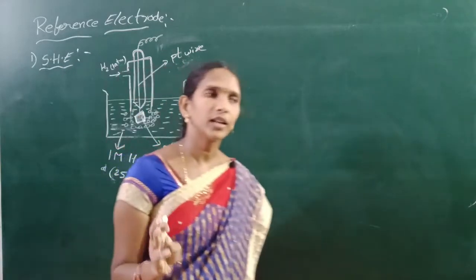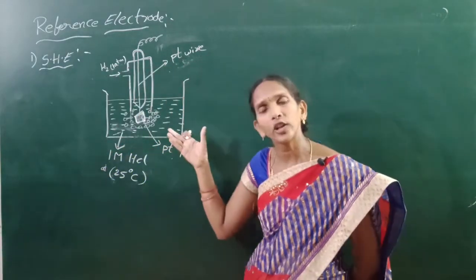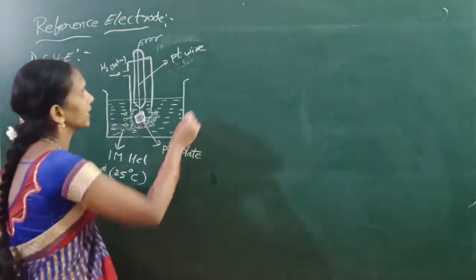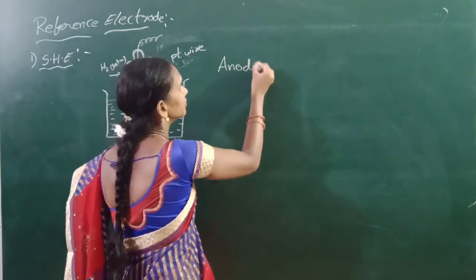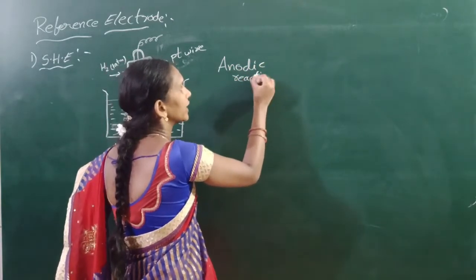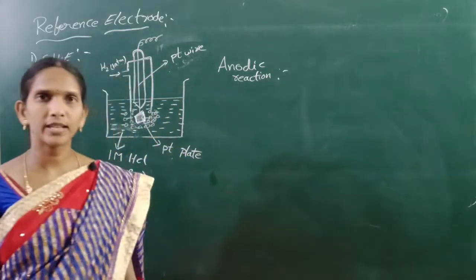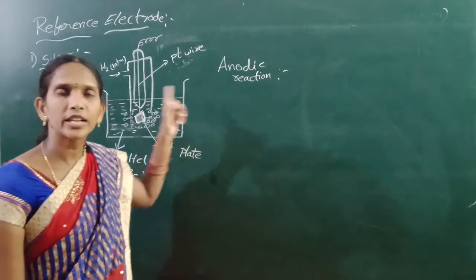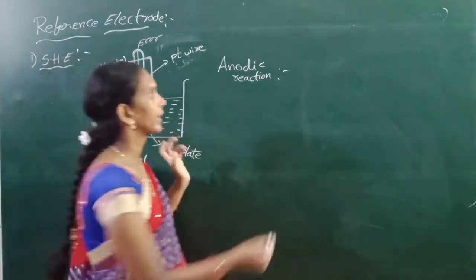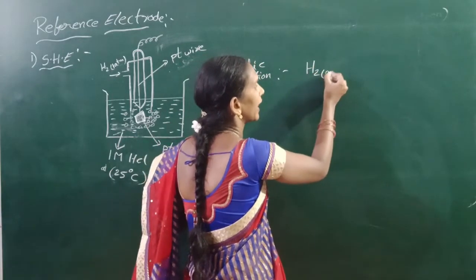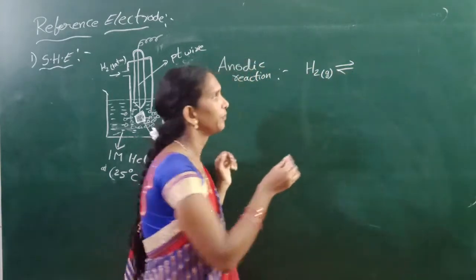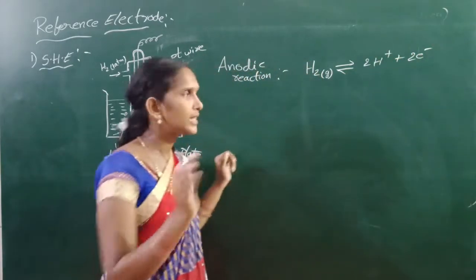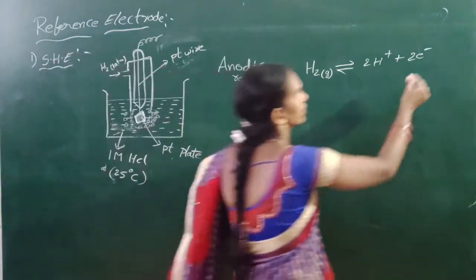Then anodic and cathodic reactions take place in this electrode. In the anodic reaction, oxidation takes place. Oxidation means loss of electrons. That means hydrogen gas is oxidized to 2 H plus ions, and 2 electrons are released. That is oxidation.